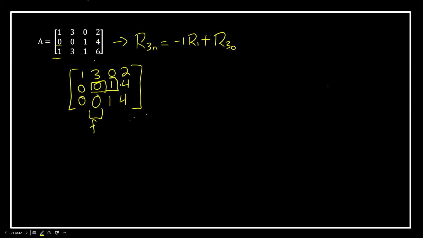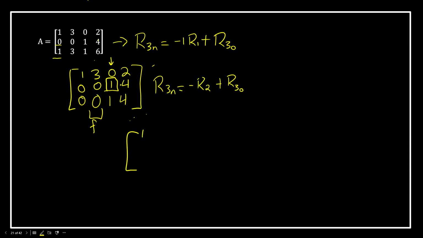So we're now going to focus on making this value a 1. And it's already 1, so we're good. But we need to make sure above and below it are zeros. Above it is a 0, so we're good there. But we need to turn this 1 below it into a 0. And so we're going to do that by saying our new row 3 is equal to minus 1 our row 2 plus our old row 3.